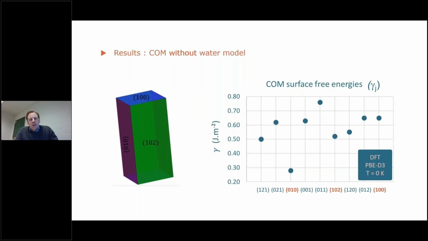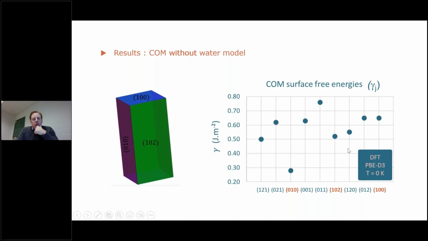Now we can calculate these surface energies for different orientations, so different facets. The bulk can be cut along different orientations, and here we have the values of our surface energy, which is gamma, expressed in joule per square meter, where we have the different values in this plot. Here we have the calculation level, but the values are more interesting to understand what happens.